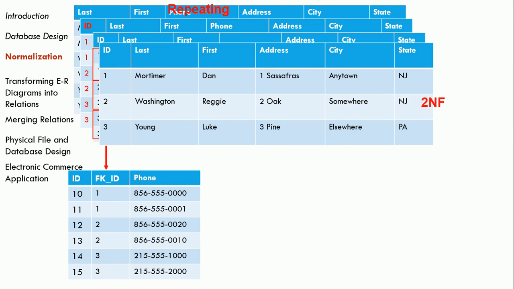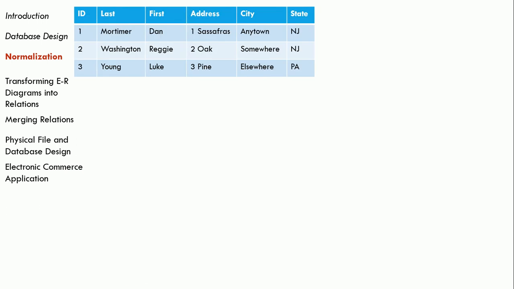Once you're in second normal form, the third normal form is kind of difficult because this one's not always as obvious. But if you look at this table, we have some transitive dependencies here. In other words, obviously the first and last name is dependent upon the ID number, right? Only Dan Mortimer is the only Dan Mortimer that's going to have ID number 1, unless, of course, we have people with the same name, but let's not worry about that yet.